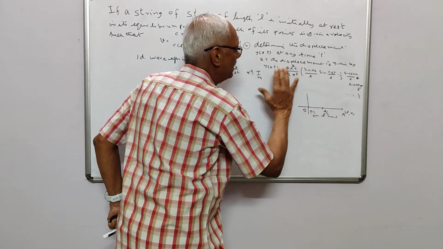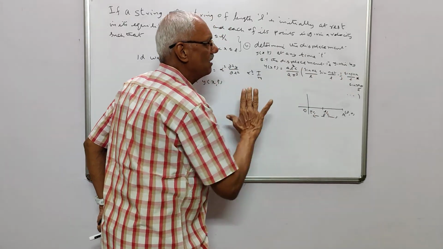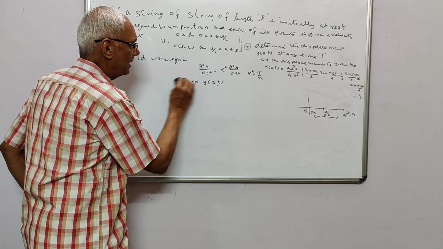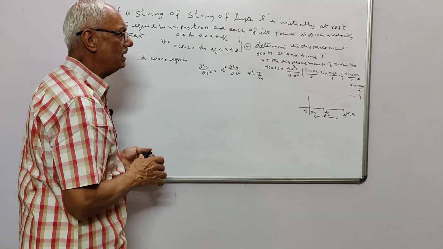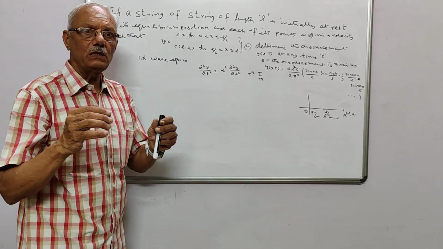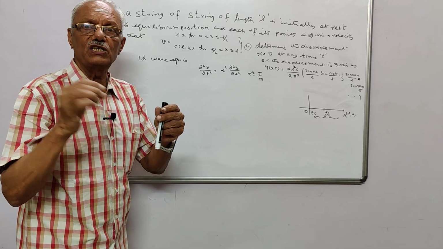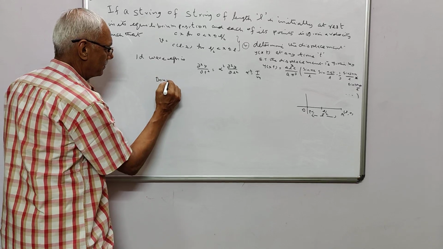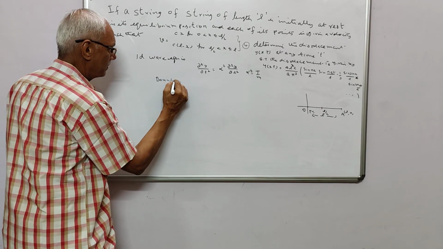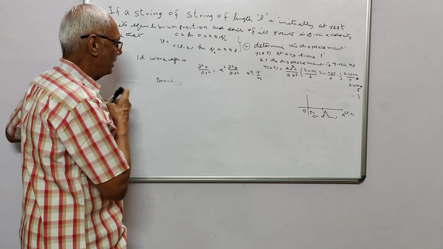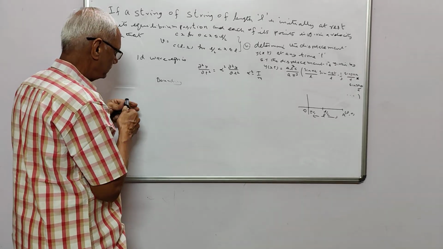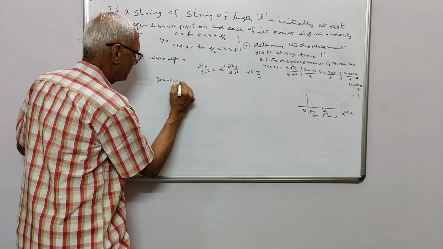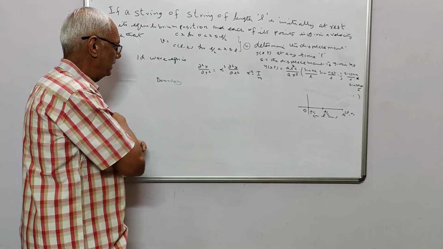Let us try to express this y of x,t in the given form. So that is what we are going to do now. Okay, let us find this. Let me explain how the boundary conditions are fixed. Let me write the boundary conditions one by one. Boundary conditions.